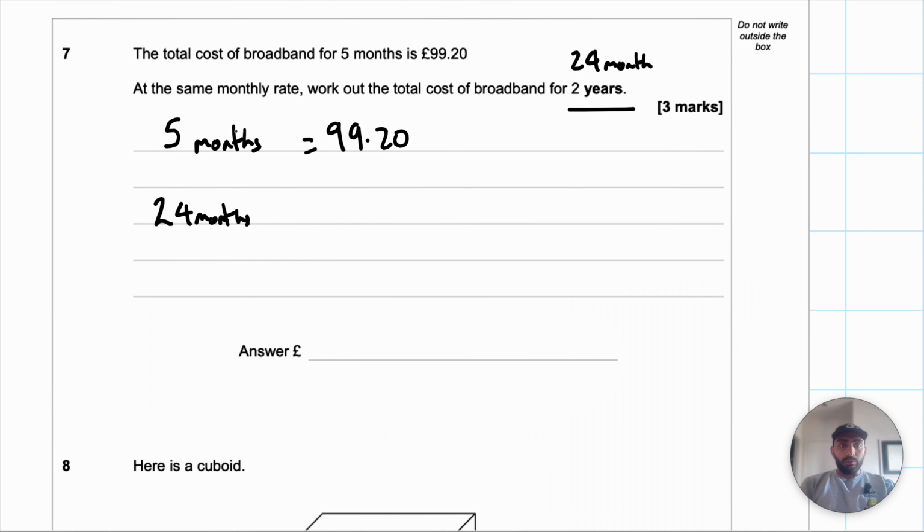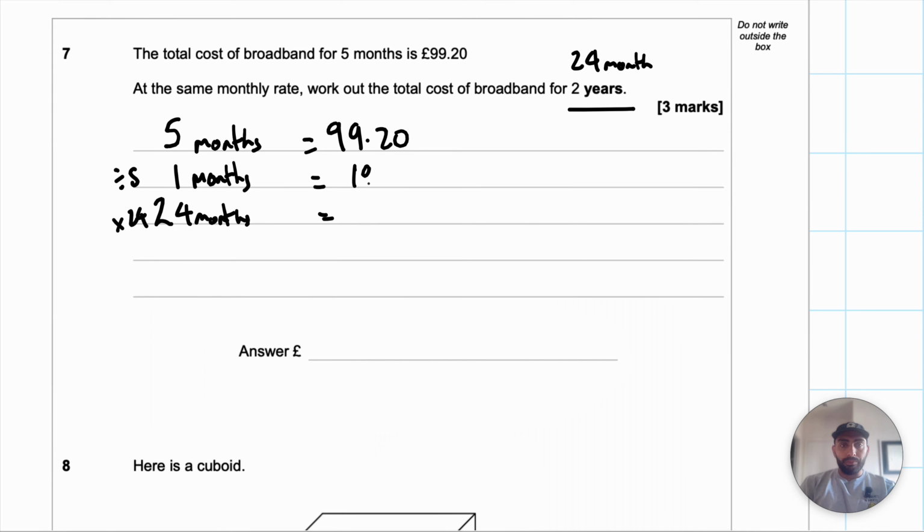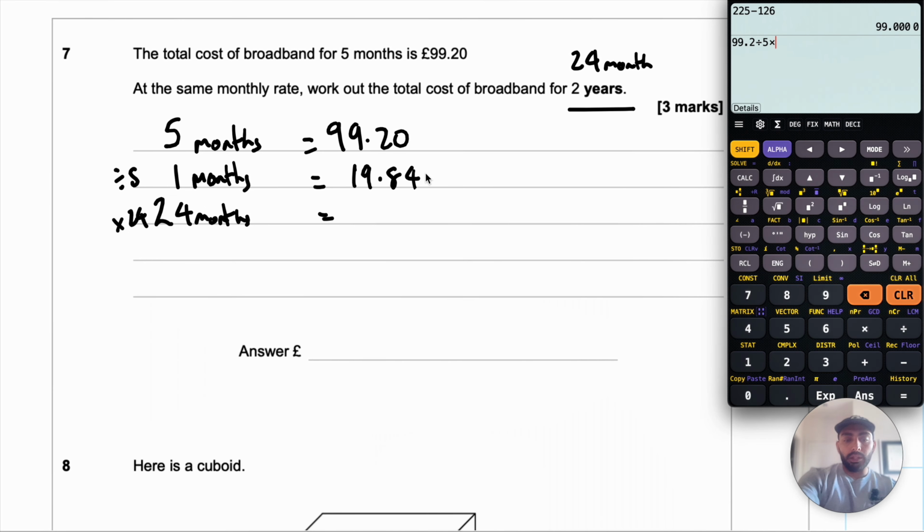So we've worked out 5 months. We want to work out 1 month. This is a unitary method. So that means we're just finding 1, and then we're going to scale it up. On the left hand side, we need to divide by 5 to get from 5 to 1, and then multiply by 24 to get from 1 to 24. So I'm doing 99.2 divided by 5, which is 19.84. And then I multiply that by 24, which gives me 476.16.